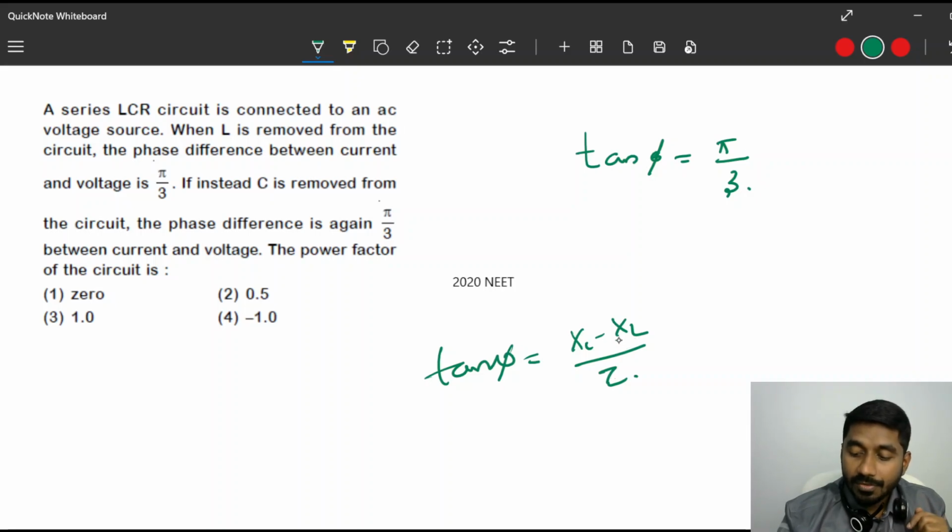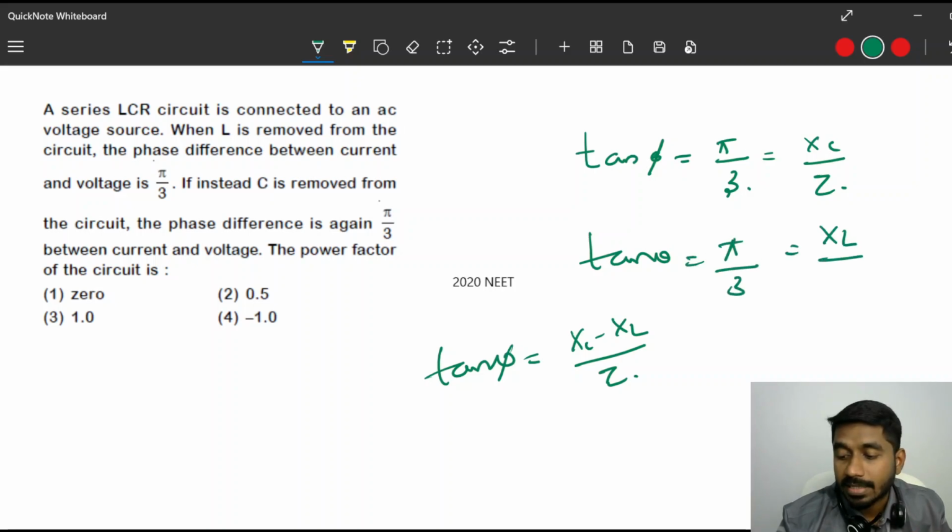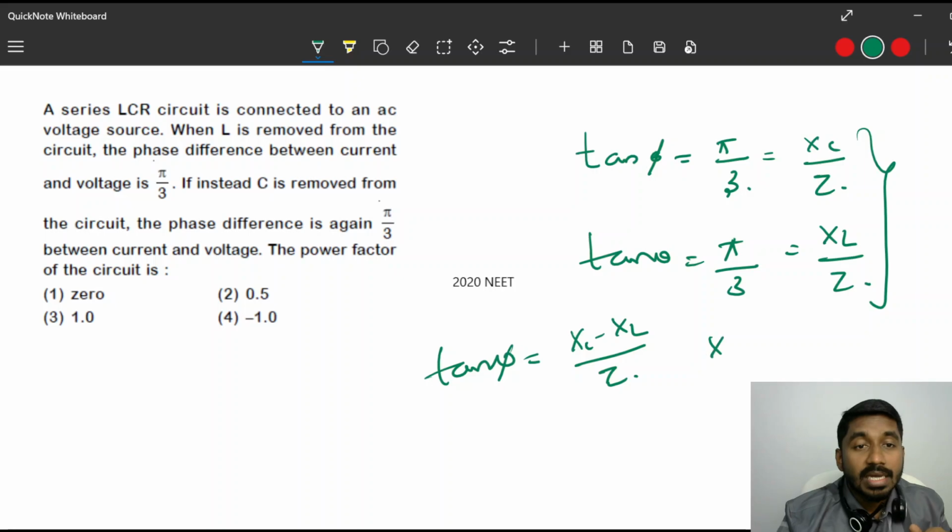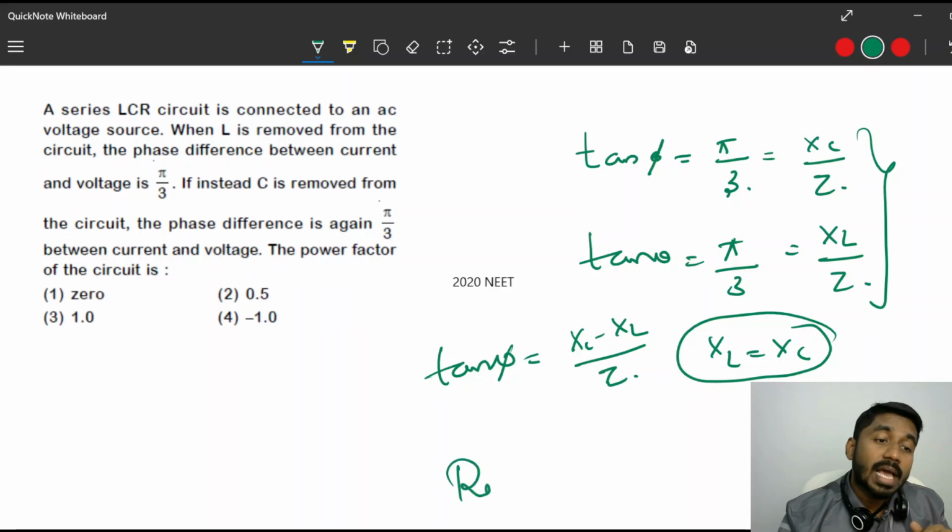So when we remove L first, we get tan phi equal to pi by 3 as XC by Z, and when we remove the capacitor, tan phi is again pi by 3, and we can write XL by Z. From these two equations it is very clear that XL is equal to XC. What is this condition? This condition happens when resonance is happening. So the circuit is at resonance.